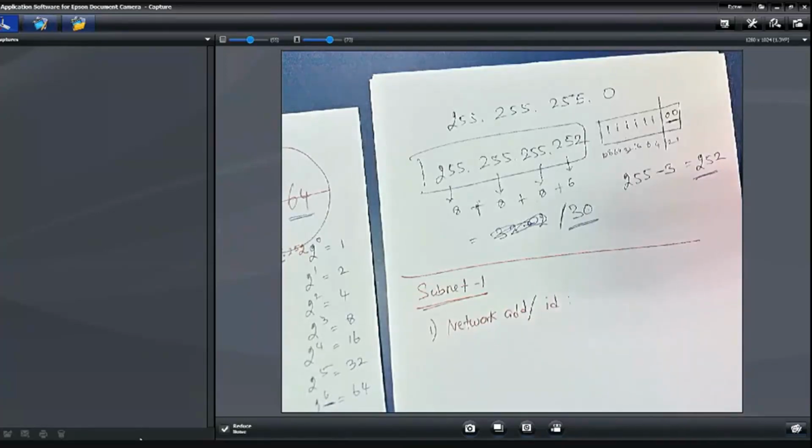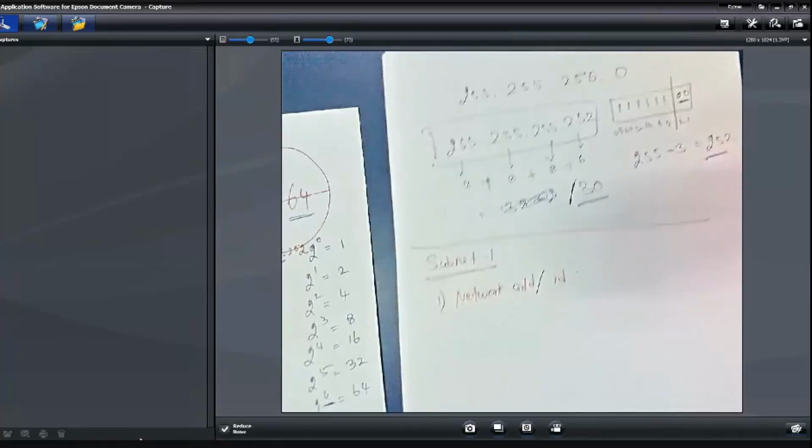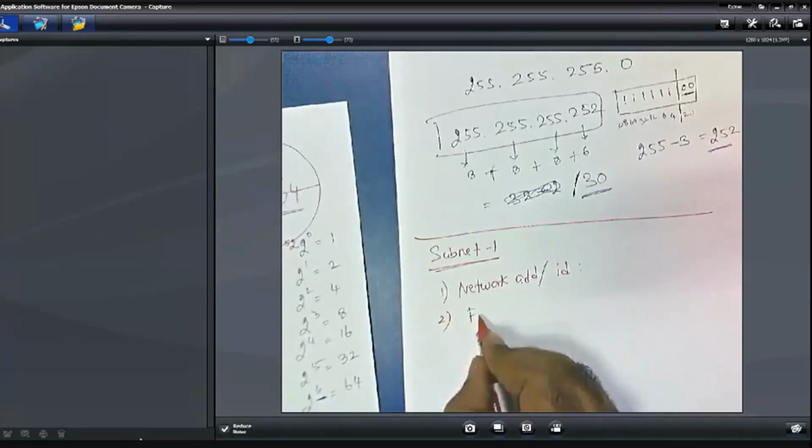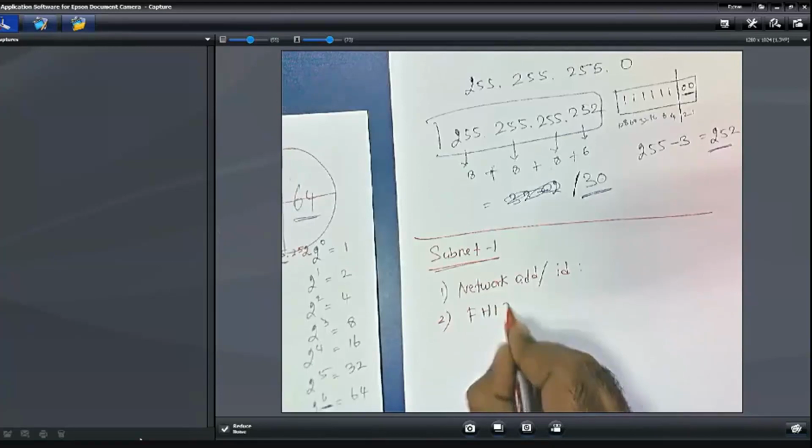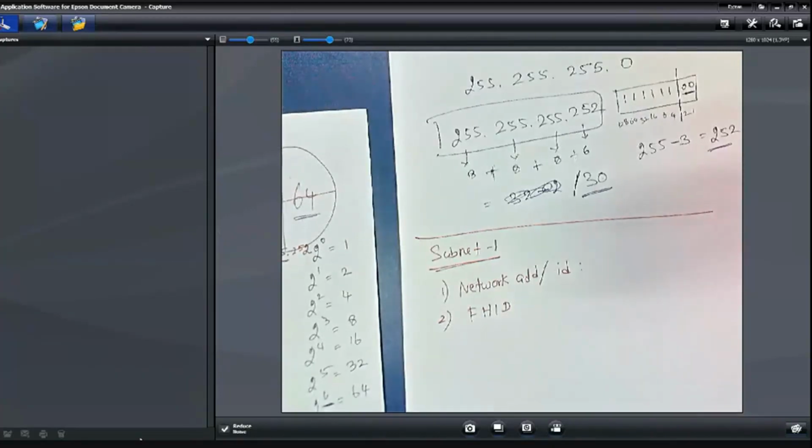I want to find the network ID or network address. Then I want to find the first host address, or first host IP address, anything. Then I want to find the last host ID or last host IP address. Then the last one, I want to find the broadcast IP address. So all these things I want to find.